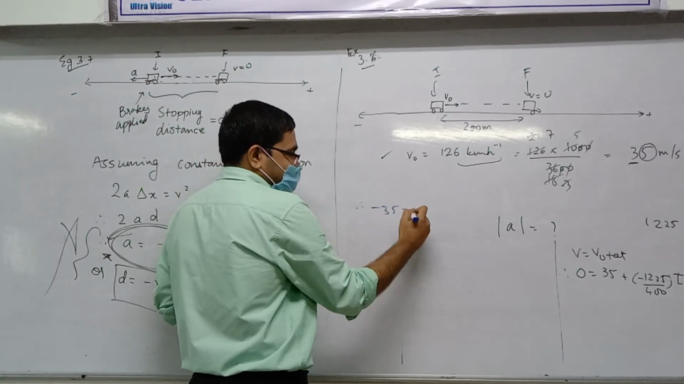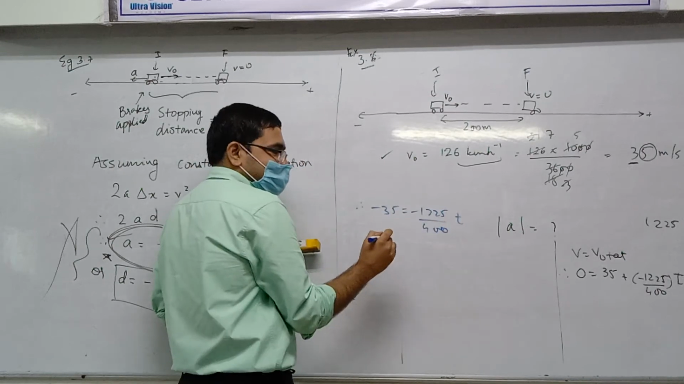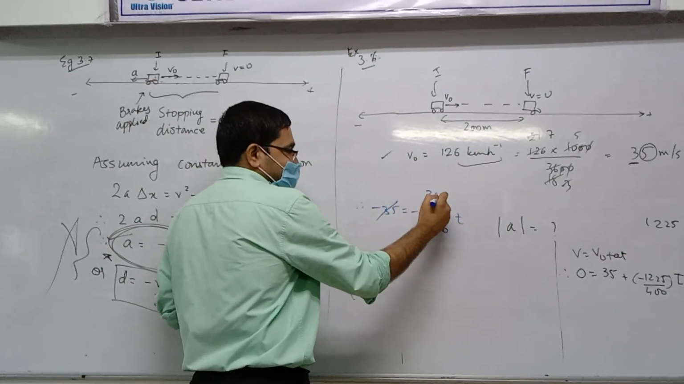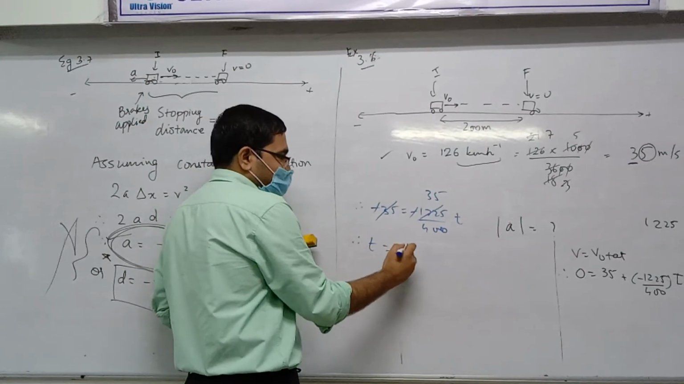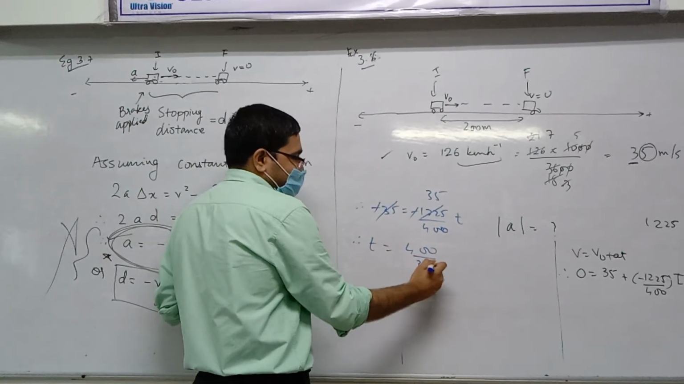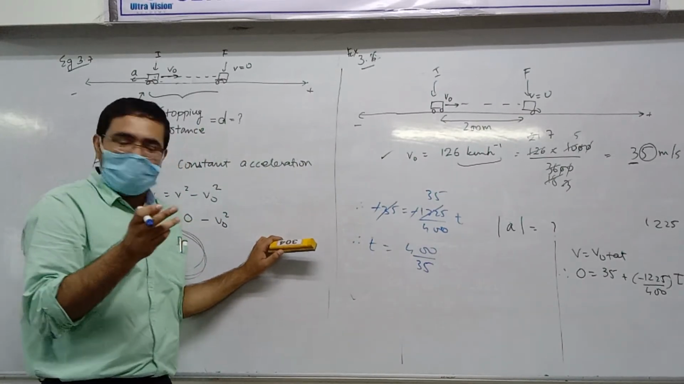Minus 35 on left side. Minus 35 equal to 125. Minus 125 equal to 400 into t. Okay? Is this clear? Understood or not? So t is equal to 400 upon 35. Did you understand? t equal to 400 upon 35.